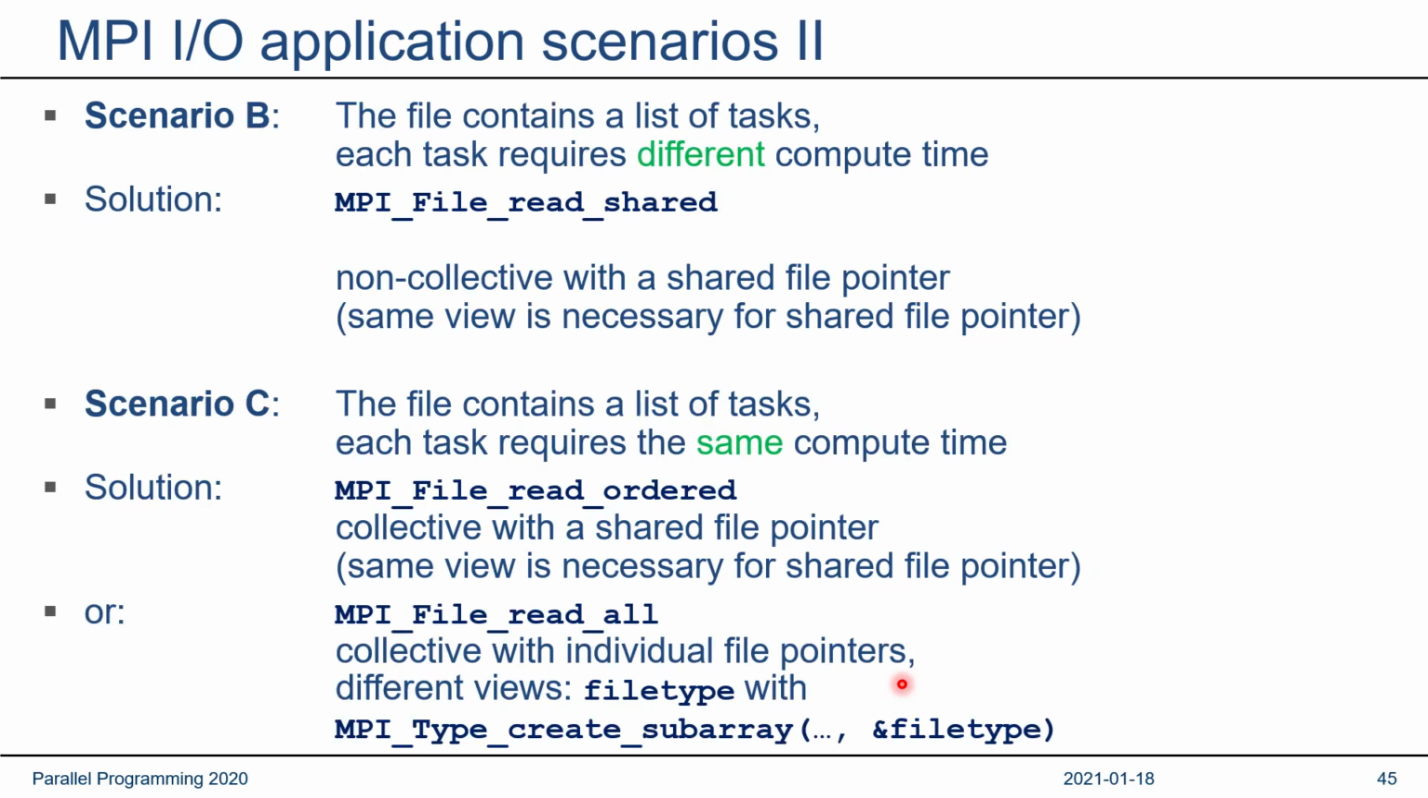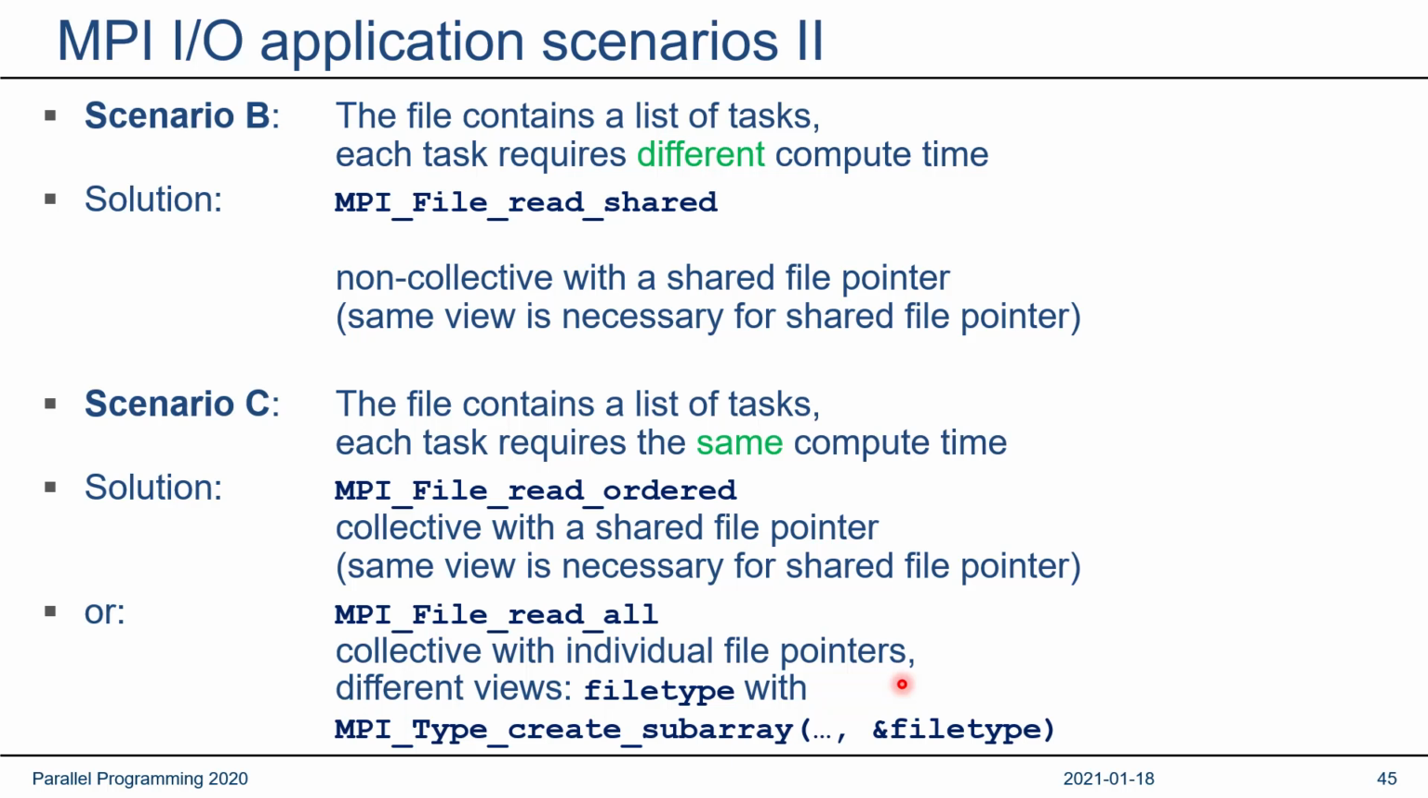Scenario B is about a file that contains a list of tasks. For example, you could have a list of tasks, and each task requires a different compute time. So we want to read these tasks from the file and then have an automatic load balancing. Whenever a process doesn't have anything to do anymore, it reads the next task from the file.